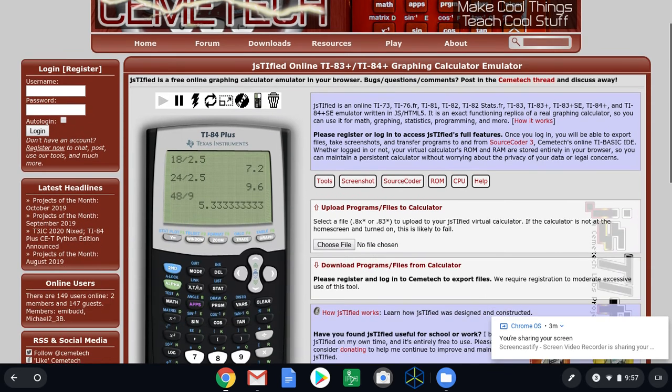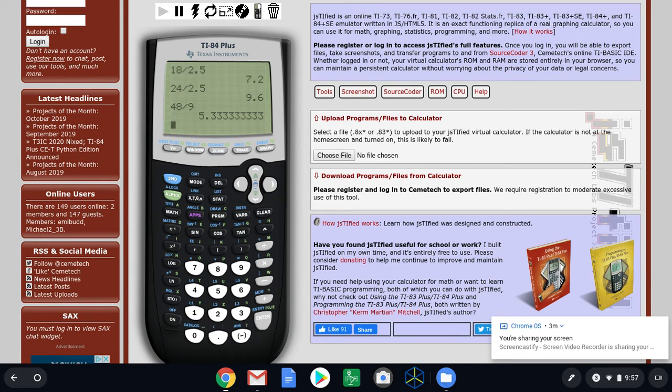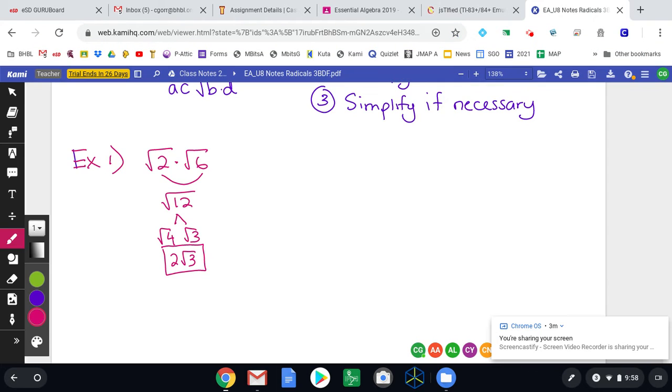Now remember, I can check these answers. If I go to my calculator and take the square root of 2... no, this doesn't want to do that. Okay, well, I'm having a little technical difficulty with my calculator right now. But you can try that on your own calculator. All right, example 2.